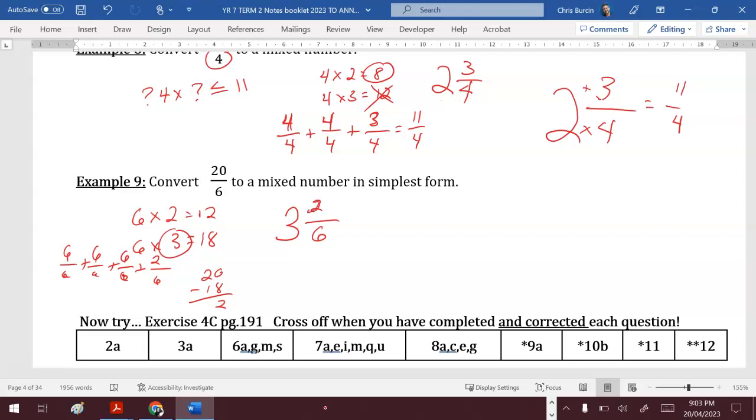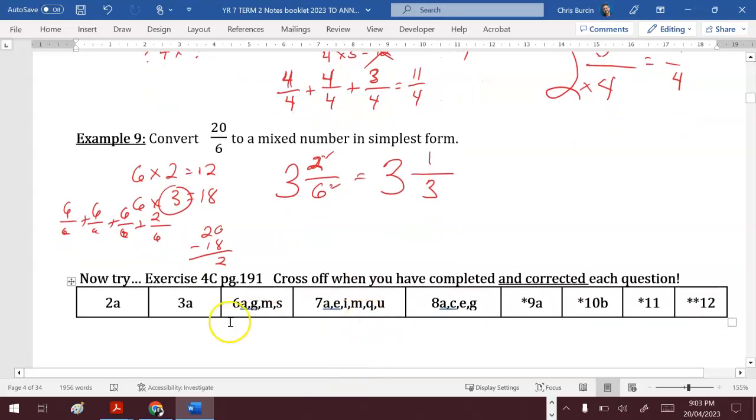But now this is not in its simplest form. So to put something into its simplest form, I'll keep the 3 how it is. Both 2 and 6 have 2 as a factor. So 2 divided by 2 gives me 1, and 6 divided by 2 gives me 3. So that's how I ended up with that. Now you can go off and do some practice.